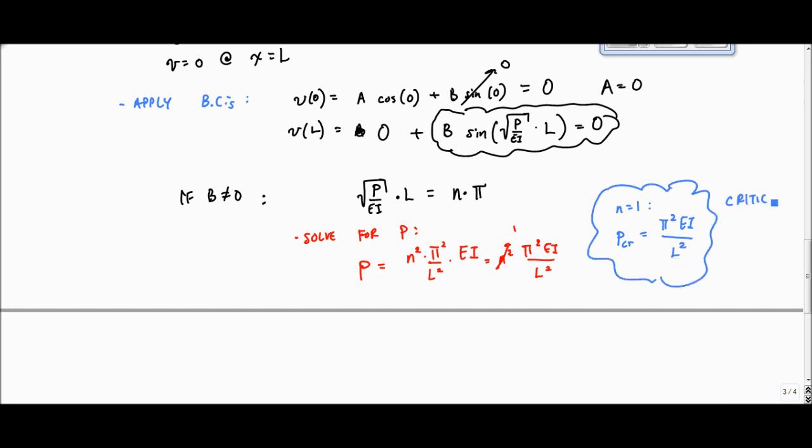Critical load. And the guy who did this was a guy named Euler. So, much respect to Euler. Shout out. Thank you, Euler, for coming up with this equation. That's it. I'm never going to ask you to derive this.